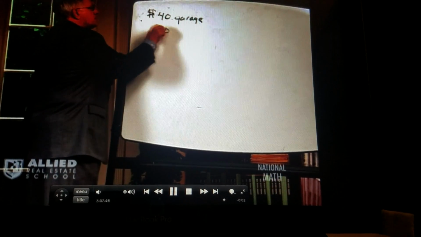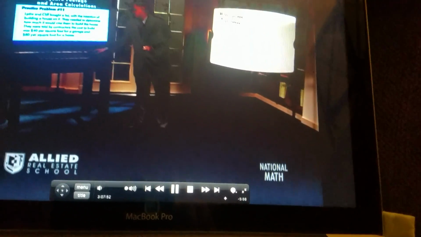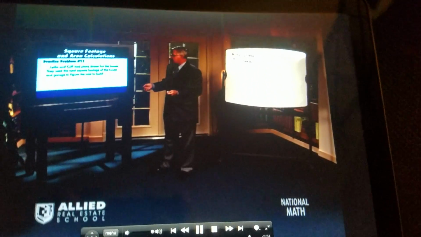So let's take a look at that and see what we can do with it. I want to make a notation up here for us. $40 for the garage, and $80, right, for the house. Okay, and there should be a drawing in your text there, and we can also reference the one I've got on the screen here.